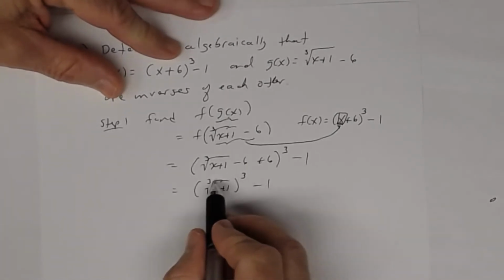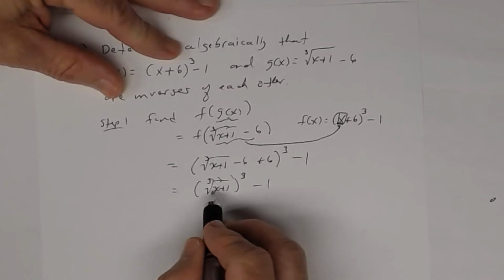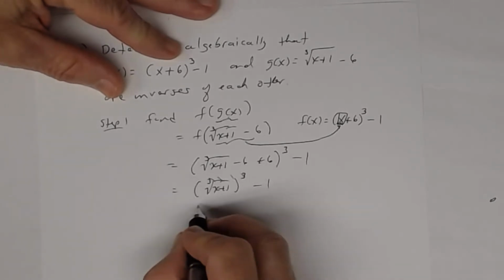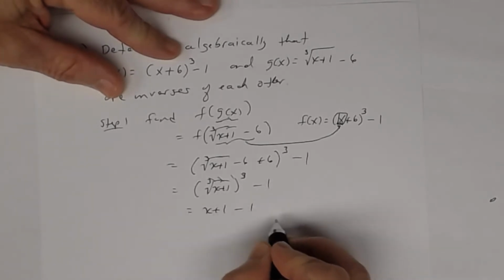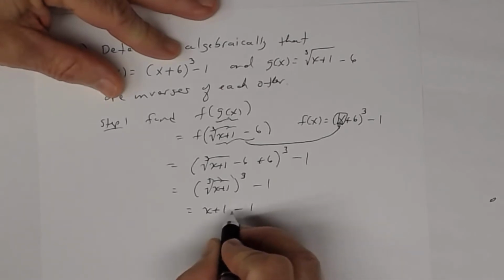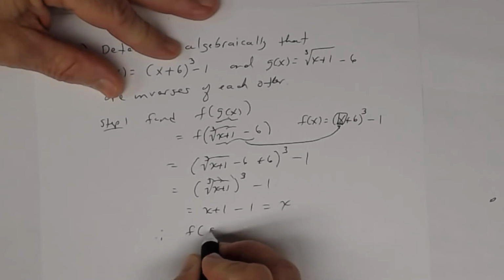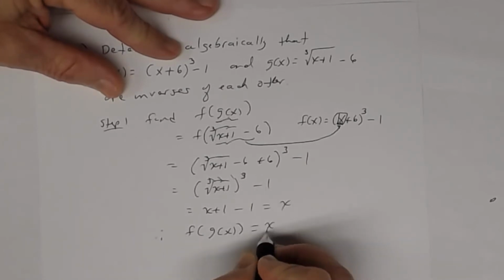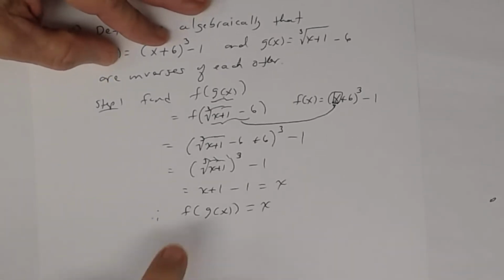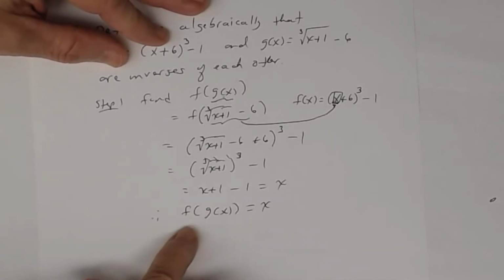And remember, cube and cube root undo each other. So you get the radicand here, x plus 1. So you get x plus 1 minus 1. A positive 1 and a negative 1 is 0, so this becomes just x. So therefore, f of g of x is equal to x. All right? So far it looks like they're inverses of each other, right? But you've got to do the other one as well.